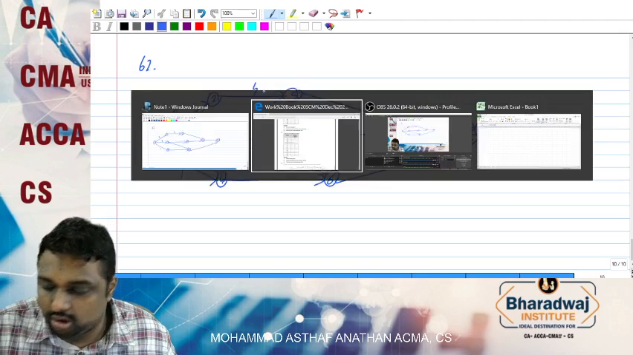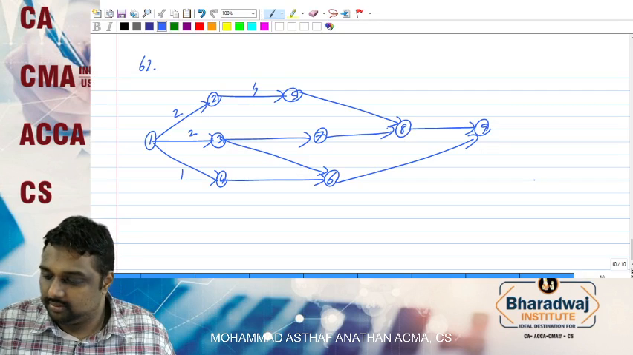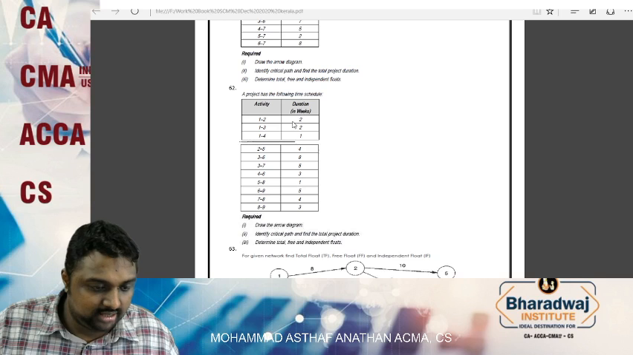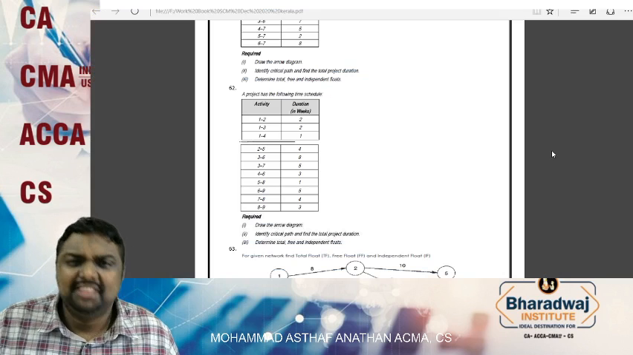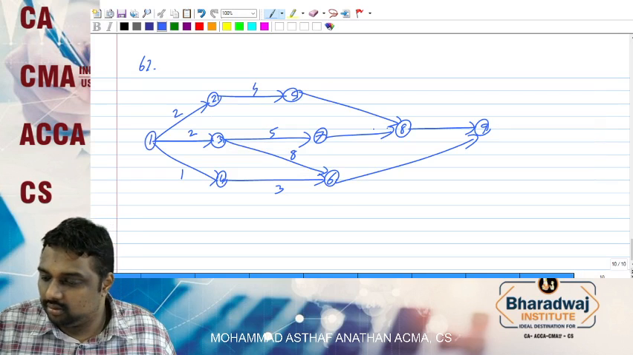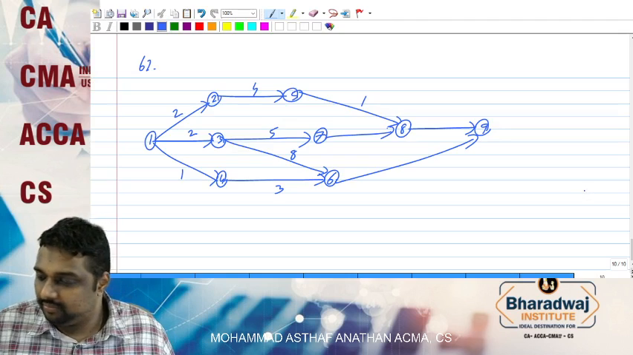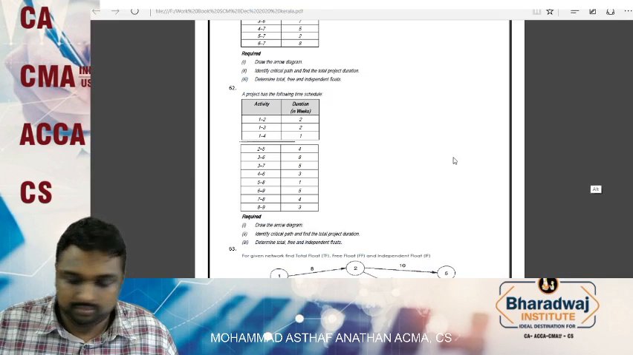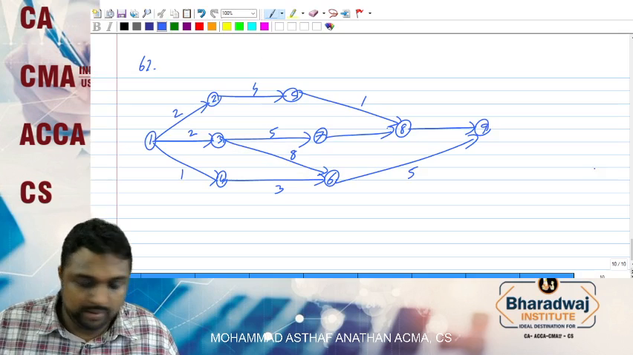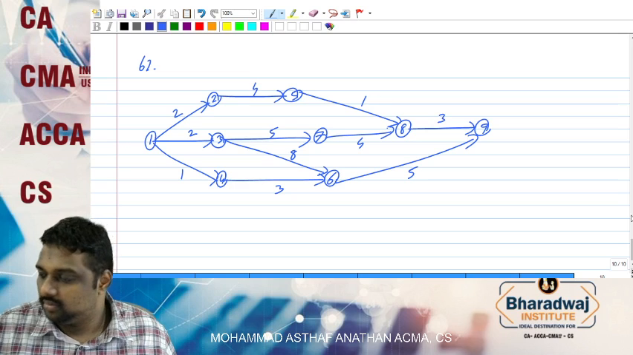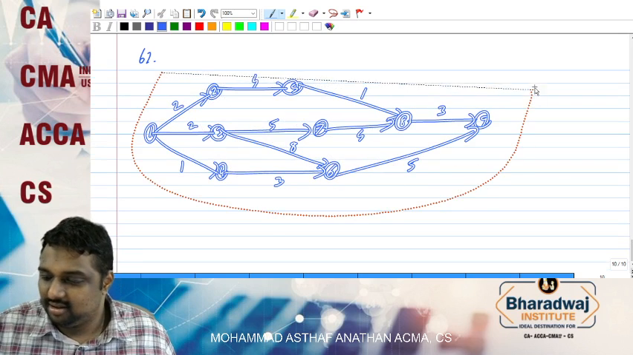2 to 5 it is 4 days. 3 to 6 it is 8 days. 3 to 7 it is 5 days. 4 to 6, so all you studied conceptually. 4 to 6 it is 3 days. 5 to 8, 1 day. 6 to 9, 5 days. 7 to 8, 4 days. 8 to 9, 3 days. Got it? Copy fast.